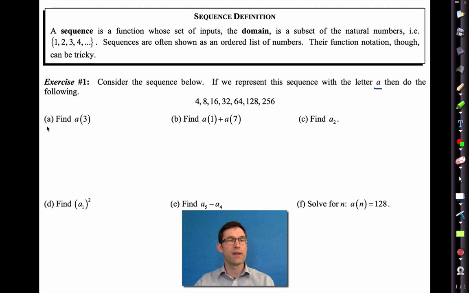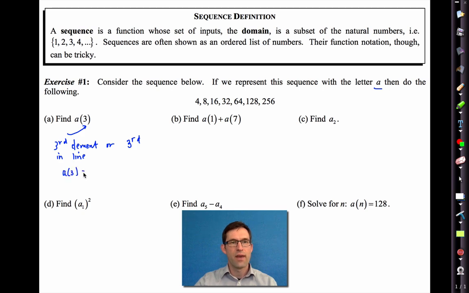So let's take a look at letter A. Find A of 3, all right? So this is function notation, and literally what it means is to find the third element, or the third thing in line. All right, that's pretty easy. A3 is 16.